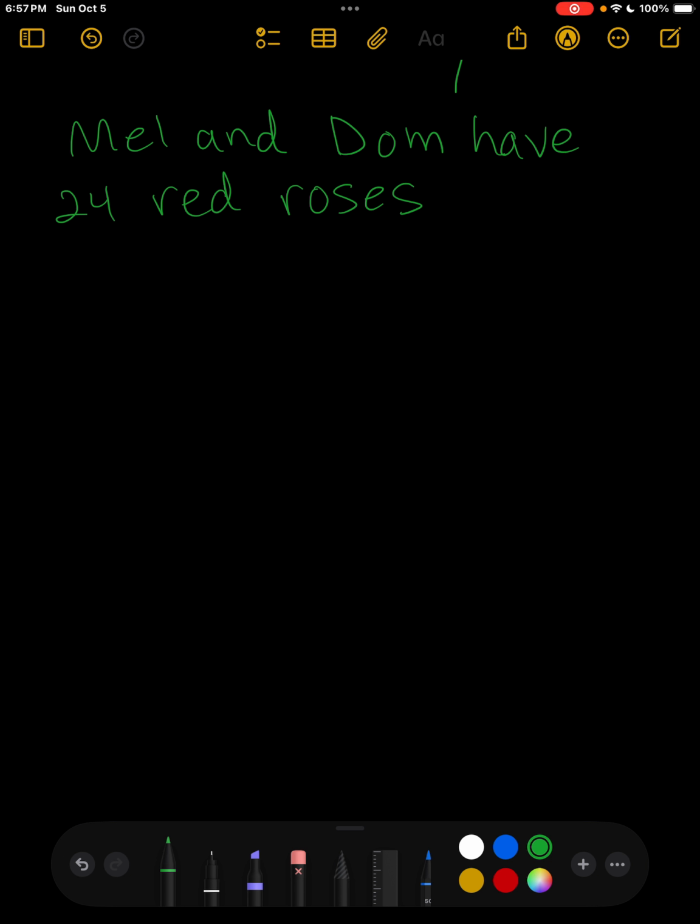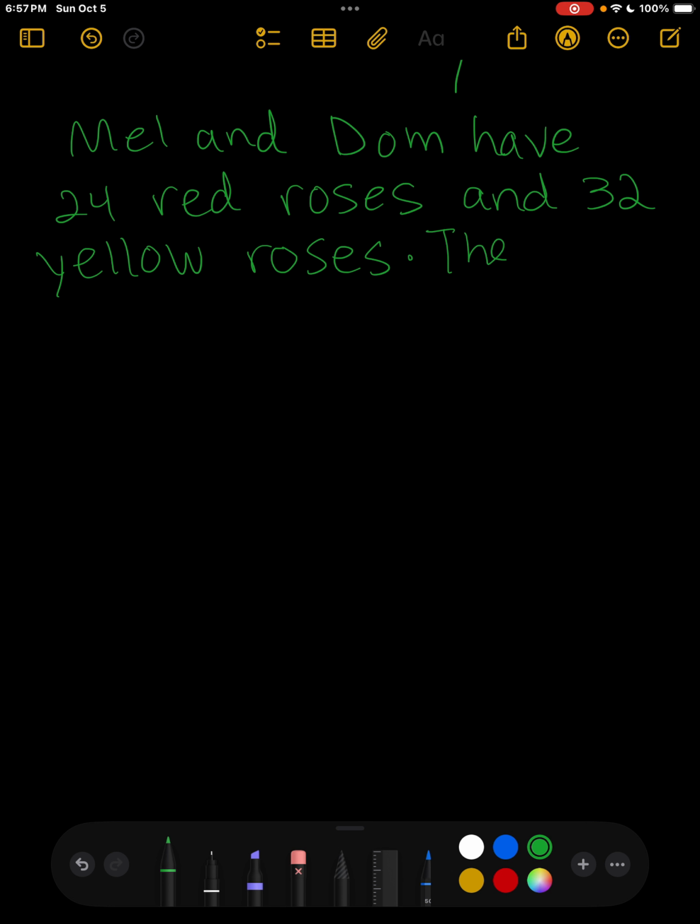24 red roses and 32 yellow roses. Okay. So they want to make identical bouquets.